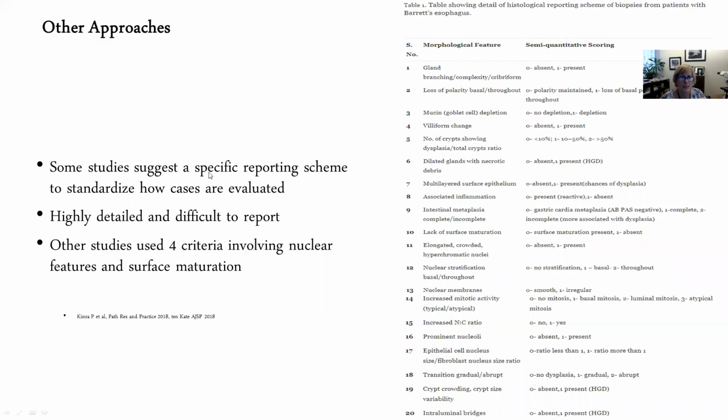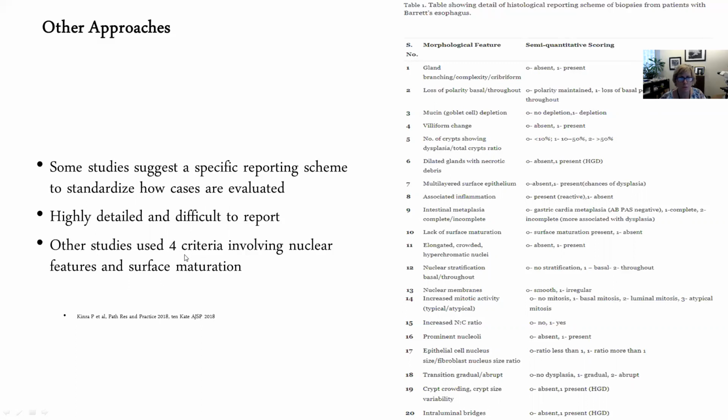Other approaches are attempts to create a specific reporting scheme in how we evaluate cases. And this study looked at 20 different morphologic features. In all honesty, we do use most of these either consciously or subconsciously to make a diagnosis of dysplasia or not dysplasia. But the idea of trying to go through 20 different things for each separate set of biopsies and score these and add it all up and try to come to a number and make a decision based on that number is not totally practical in the greater scheme of trying to get cases signed out in a decent timeline.